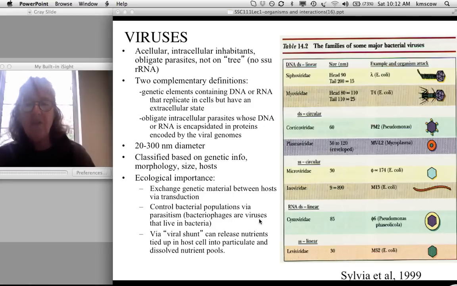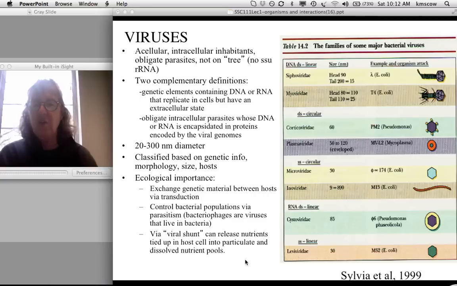Bacteriophages are what we call viruses that live in bacteria, and in fact we can see higher numbers of rhizobium bacteriophages in fields that have legumes in them, because there's a lot more rhizobia there. So you can see this correspondence between the presence of these viruses and the presence of the organisms that are their hosts.